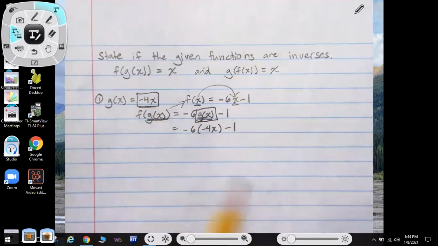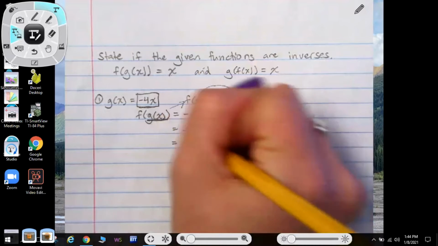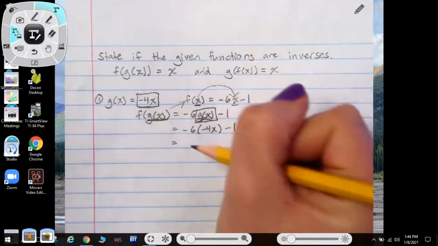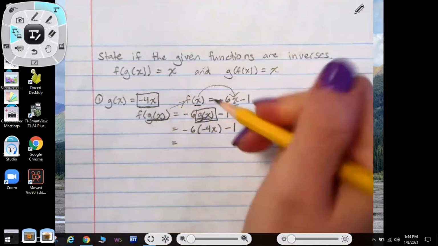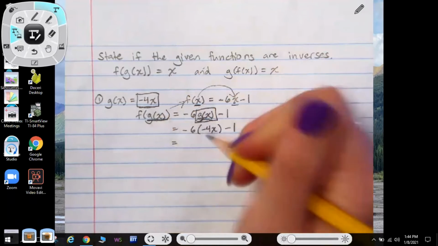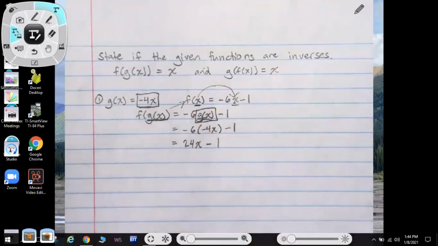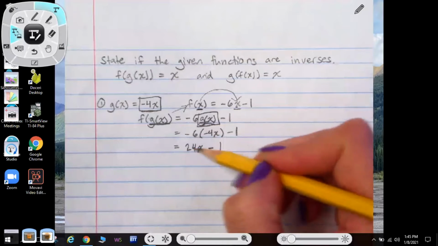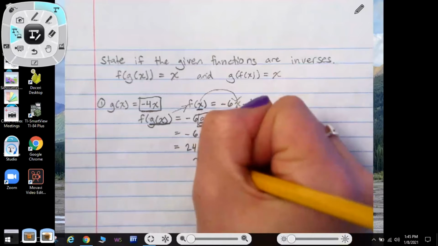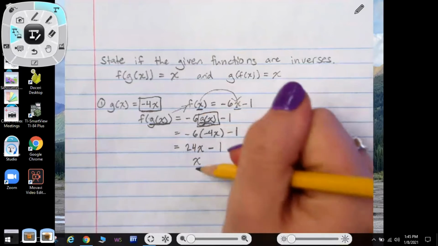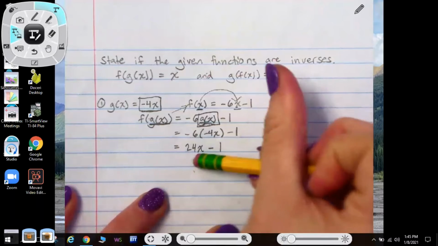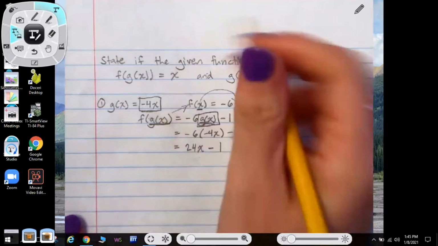Okay, so after you've done all those substitutions, now we're just going to see if we can simplify to get just x. So we can do negative 6 times negative 4x. We get positive 24x minus 1. And we can't really simplify this anymore. So we weren't able to simplify this down to just be x, which is what we needed. So we're allowed to say at this point that these two functions are not inverses.